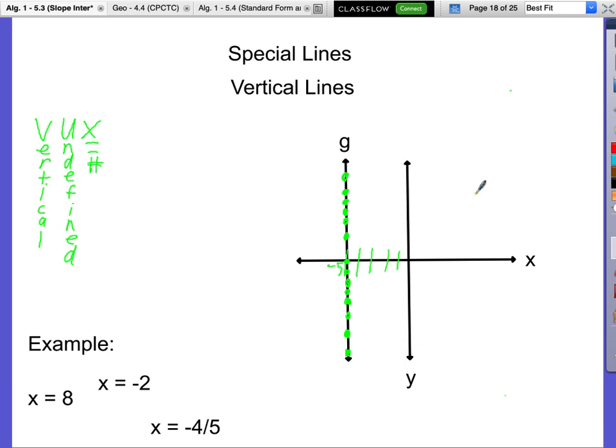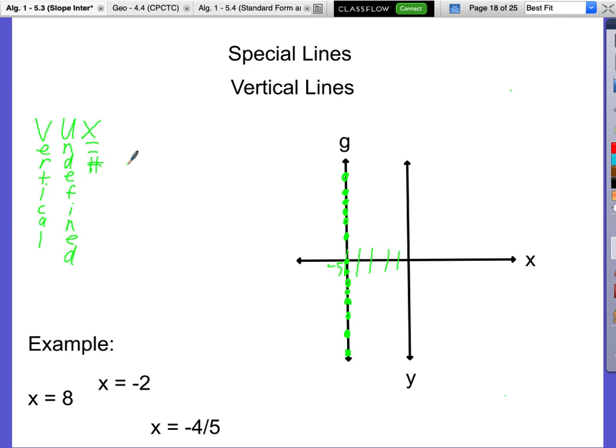Questions on this? You said from the horizontal y equals b, what does x equal? What do you put down? Just x equals a number. So more specifically, the number there will be the y-intercept. Here, the number is going to be the x-intercept. We don't have an acronym or a variable for that.